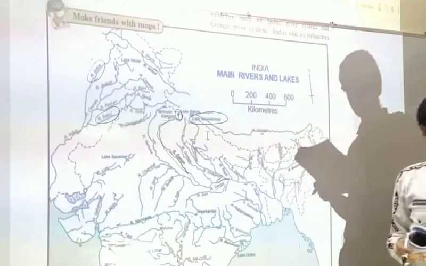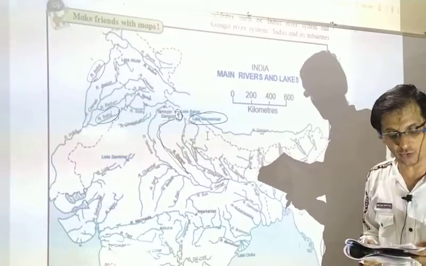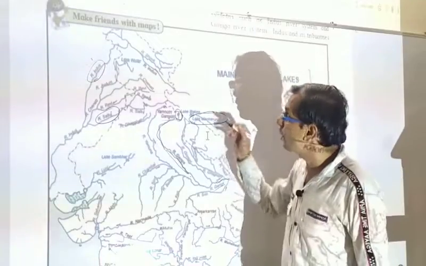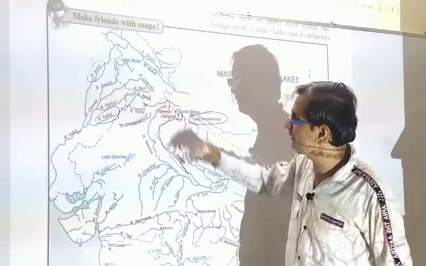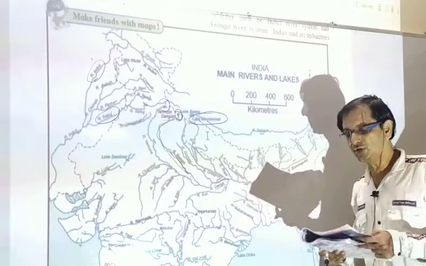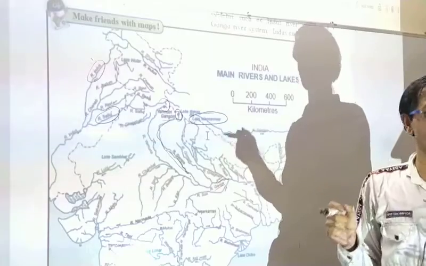So many become east flowing rivers. Many tributaries of the Ganga also flow in a similar manner. Yamuna originates at Yamunotri. You can see here, it is also regarded as a major tributary of Ganga.